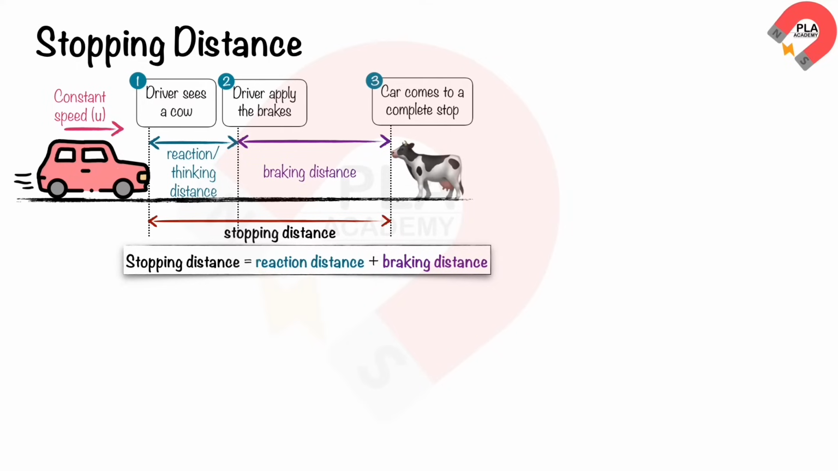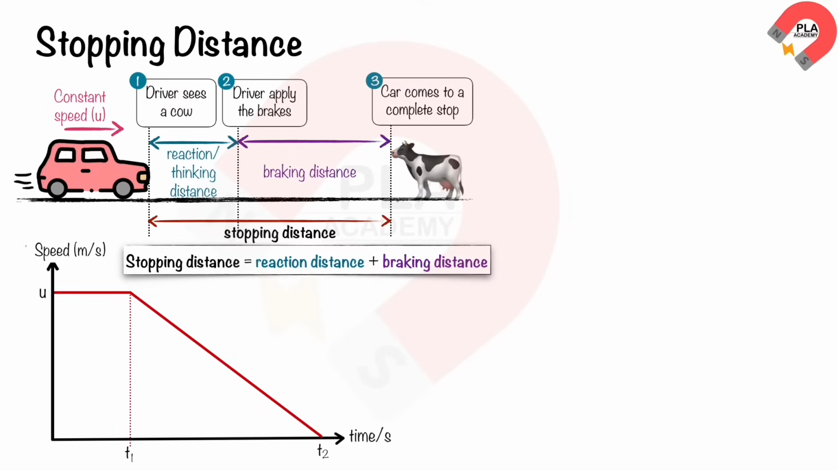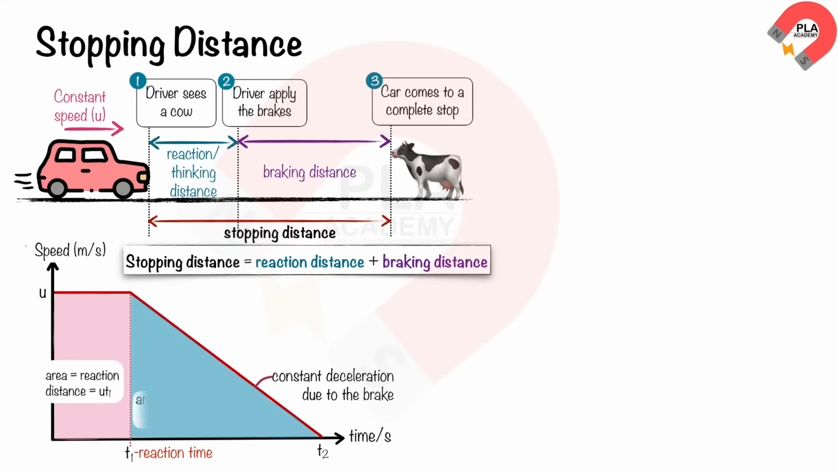We can represent the stopping distance visually using a speed-time graph, as shown. This time, t1, represents the driver's reaction time. The gradient of this section represents the car's constant deceleration due to the brakes. This area under the graph is the reaction, or thinking distance, which is u t1. This area under the graph is the braking distance, which is half of u times (t2 minus t1). Therefore, the stopping distance is equal to u t1 plus half of u times (t2 minus t1).